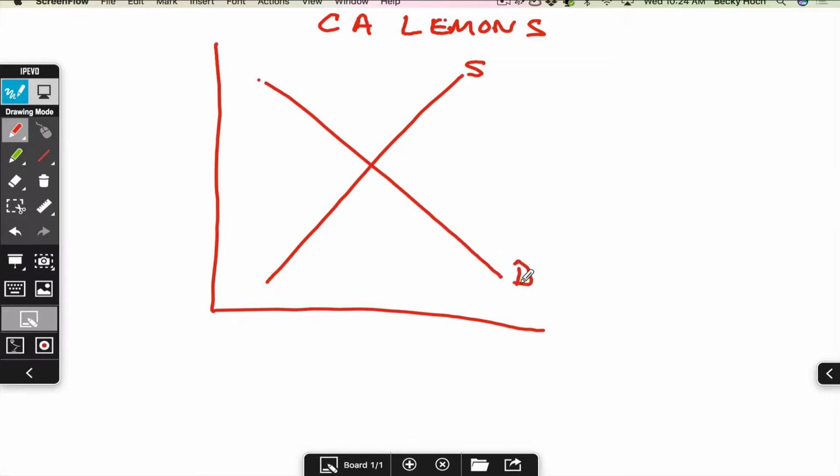Shouldn't demand be a little bit elastic because it's pretty narrow? Has elasticity mattered to us yet? No. 100%. I don't think it matters. Not for consumer surplus. Okay, so what happens in this market? Supply did what? Decrease.